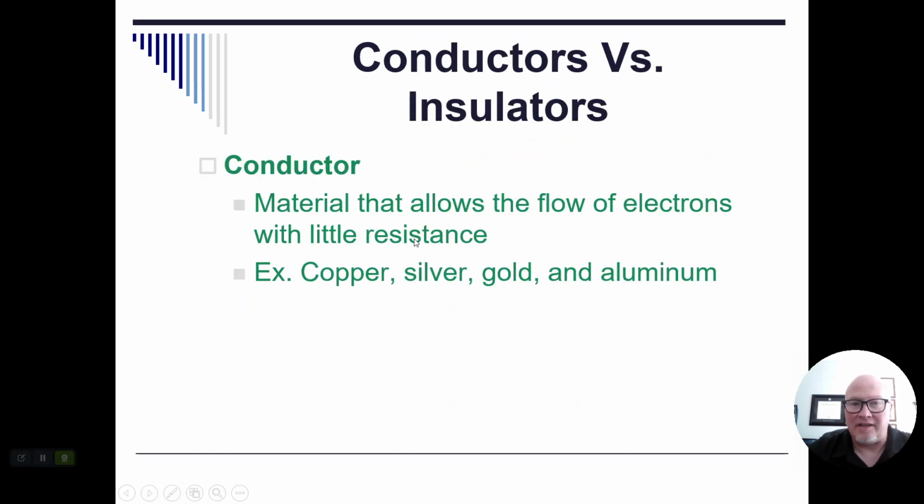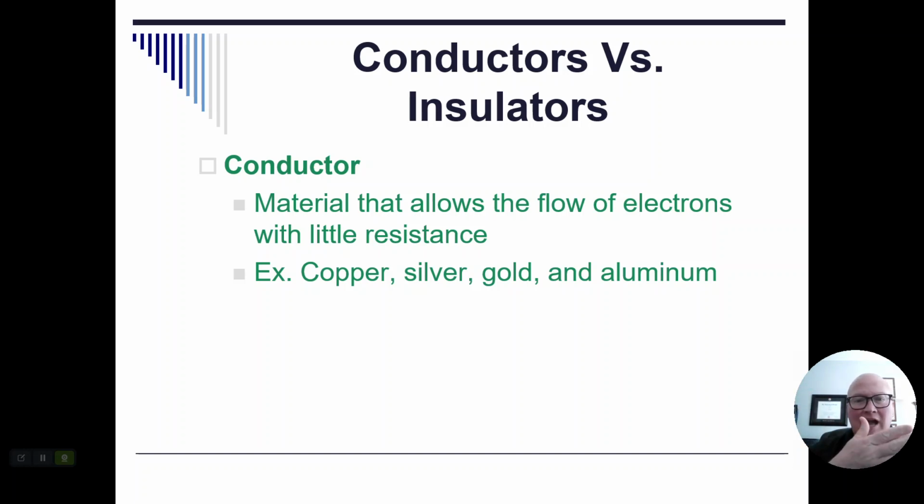Conductors versus insulators. A conductor is something that will allow electrons to pass through it with little resistance. Most metals are conductors. Metals will be conductors of both electricity as well as heat. We've talked about the fact that heat energy will flow from an area of high concentration to low concentration, and metals tend to be very good conductors for heat transfer by conduction as well. But as far as electricity goes, this is why we have wires that are made of metal.